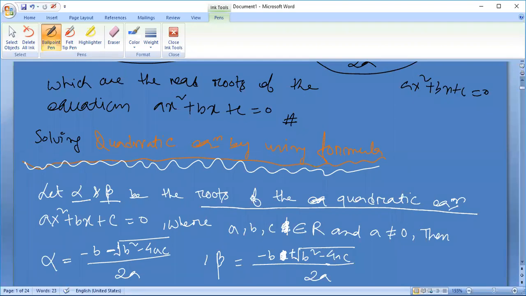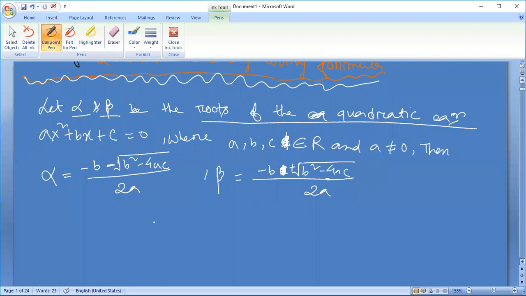So it will be plus b square minus 4ac, yes or no? You can have alpha as plus also. If alpha will be plus, then it is minus b plus b square minus 4ac by 2a, then beta will be minus b minus b square minus 4ac by 2a, yes or no? Yes.